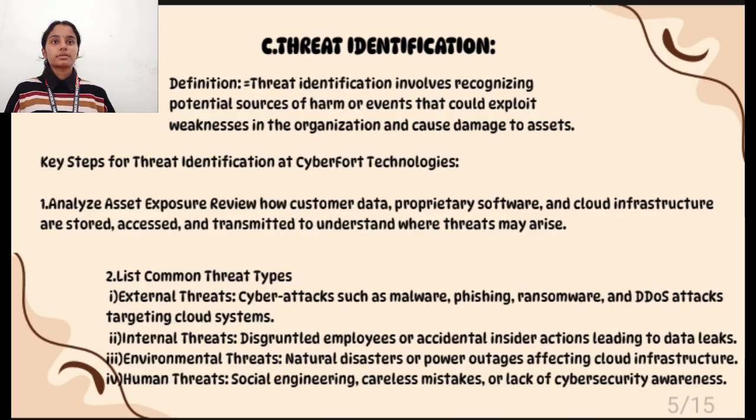C. Threat identification. Definition: threat identification involves recognizing potential sources of harm or events that could exploit weaknesses in the organization and cause damage to assets. Key steps for threat identification at Cyber Fraud Technologies. First, analyze asset exposure: review how customer data, proprietary software, and cloud infrastructure are stored, accessed, and transmitted to understand where threats may arise. Second, list common threat types.